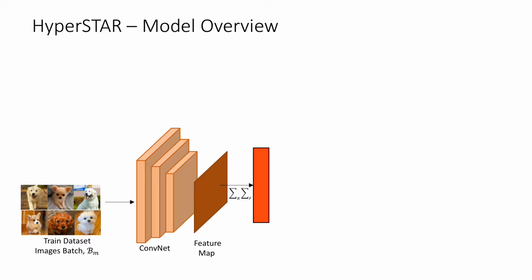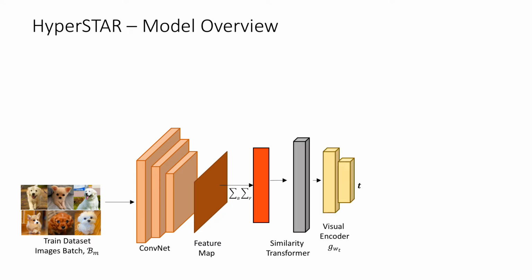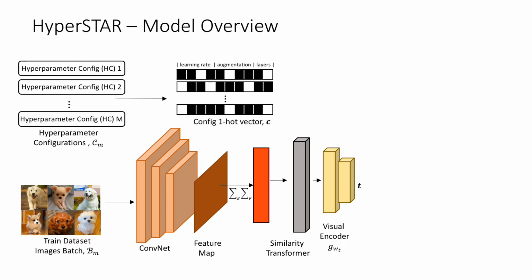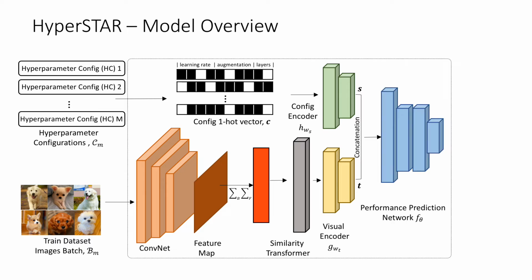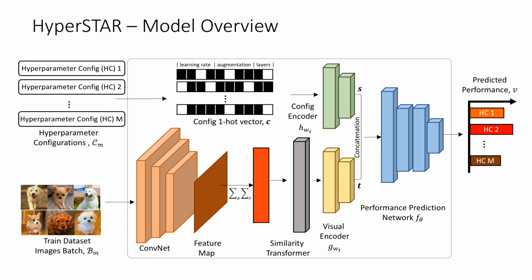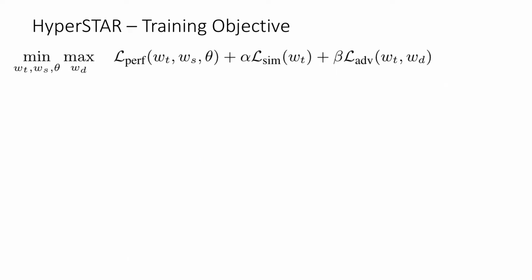Hyperstar learns to represent tasks directly from raw images. We randomly sample batches of training images that are fed to a convolutional network which aggregates the features that go through a similarity transformer followed by a visual encoder to generate a batch-level task representation. In parallel, the hyperparameter configurations are encoded in a one-hot manner and fed to a config encoder to generate config representations. Each pair of task and config representation is concatenated and fed to the performance prediction network to output the corresponding performance estimate. The objective function of Hyperstar consists of three components.